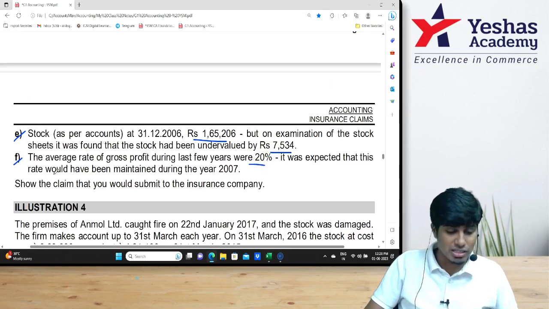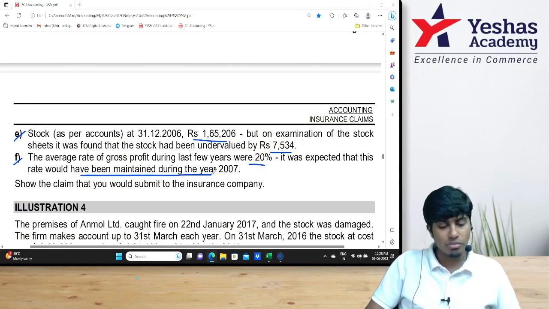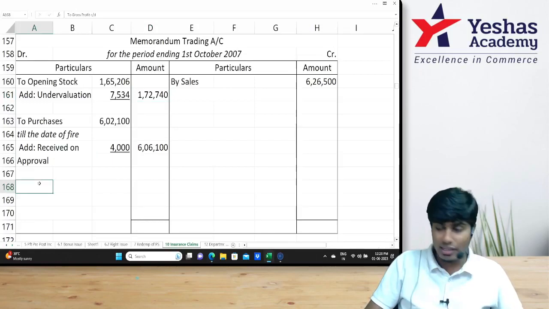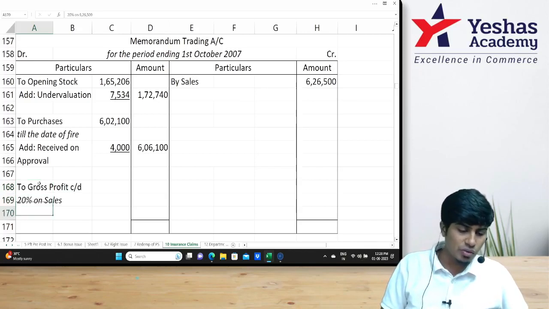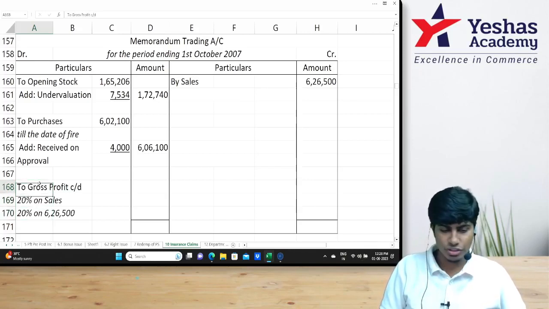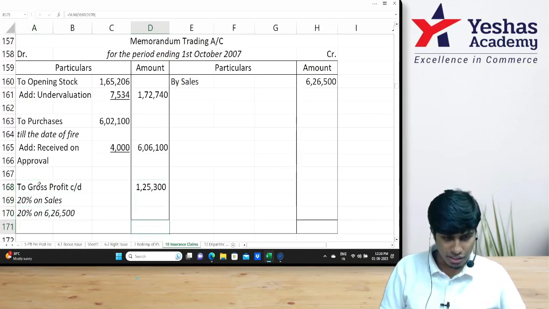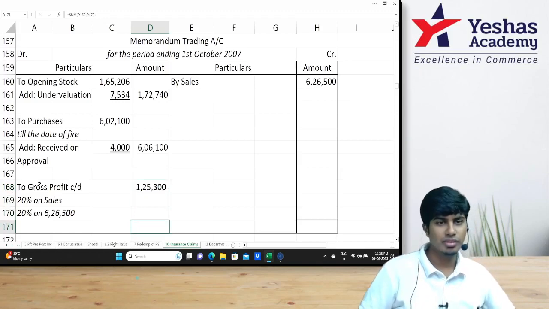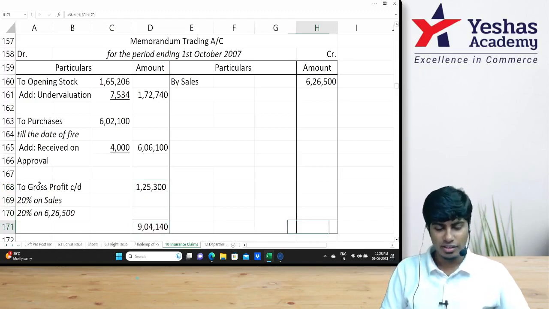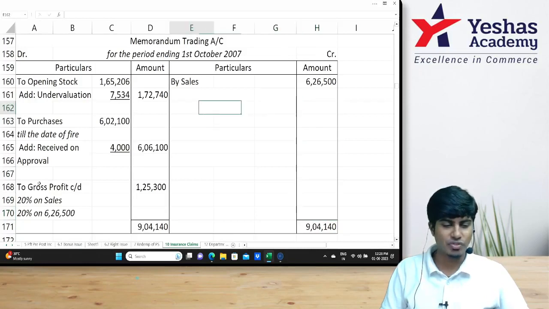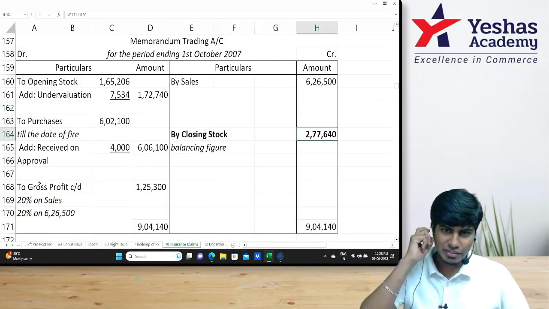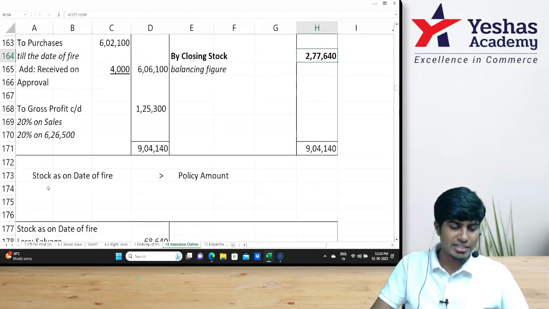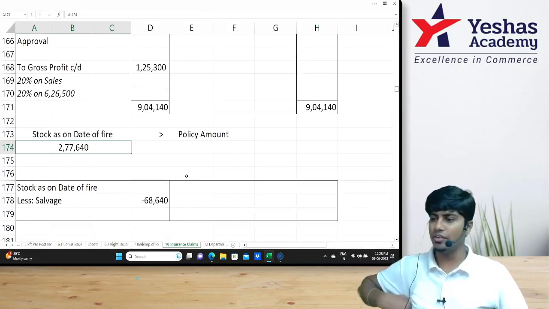It was expected that this year it would have maintained the same. If they had told us to expect an upward trend of 2%, we would have added that. Now we'll write GP: 6,26,500 into 20%. How much? 1,25,300. Add it. Find our total on the debit side. 9,04,140. Deduct 6,26,500. Closing stock 2,77,640. Let us write here: stock as on date of fire 2,77,640.